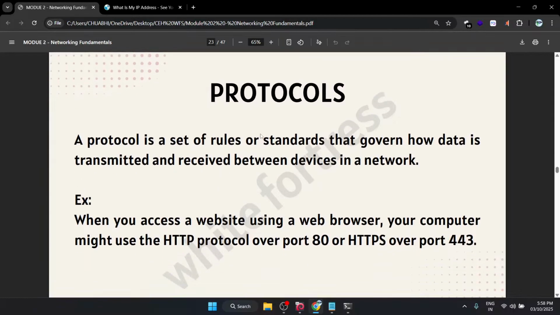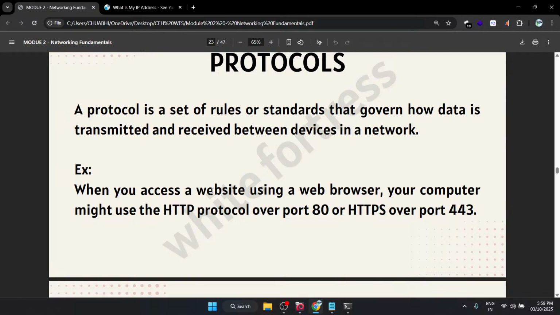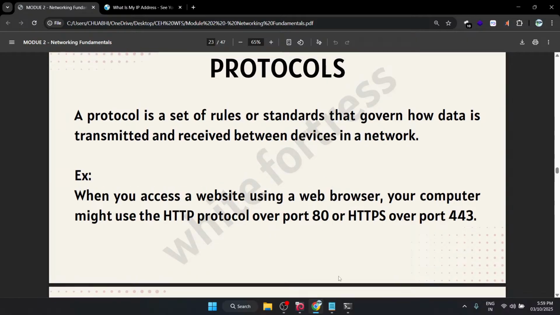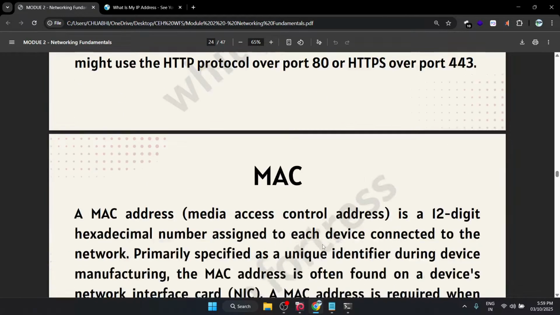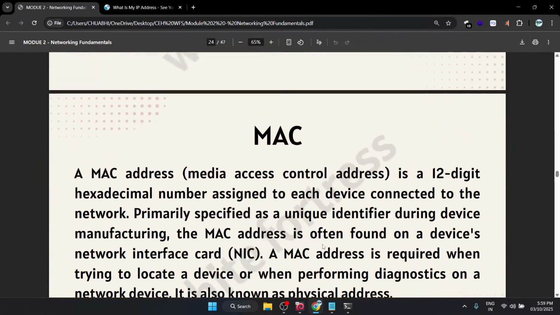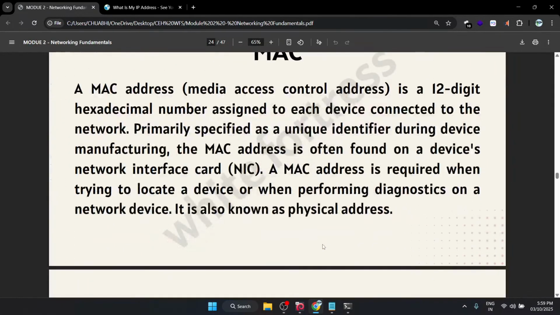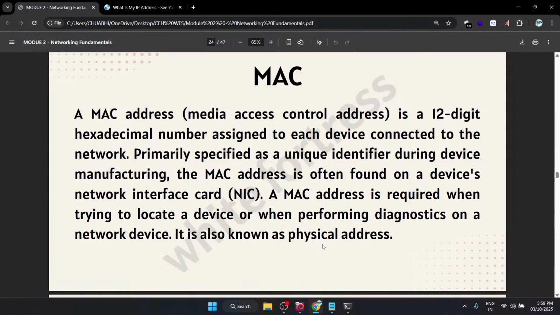A protocol is a set of rules or standards that govern how data is transmitted and received between devices in the network. So when you access a website using a web browser, your computer might use the HTTP protocol over port 80. So what is it used for? Accessing the website, right? Like these, you need to remember at least 30. I already told you about all that in the last video. Let's not go deeper into it today. We have already completed it.